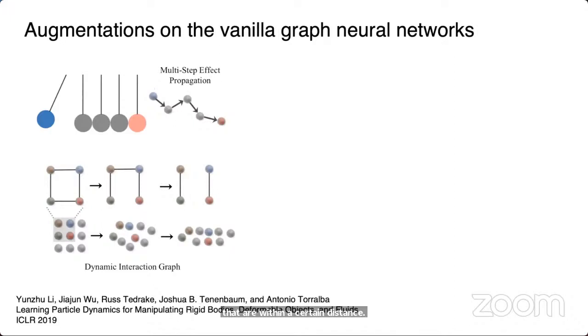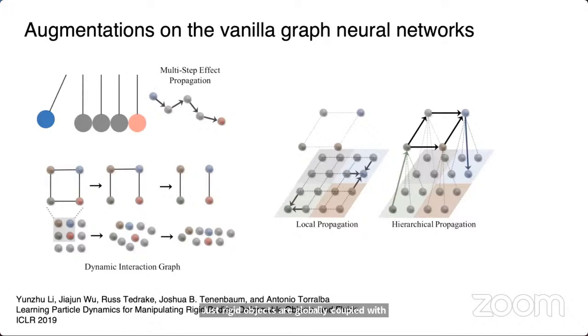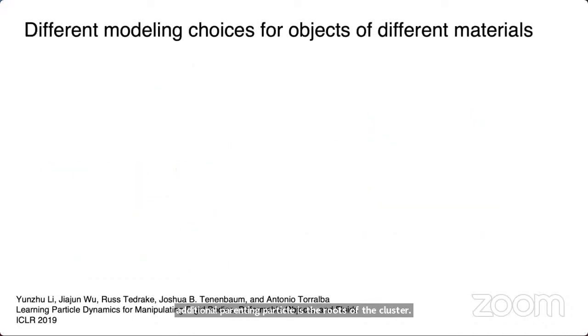Since rigid objects are globally coupled, where a small perturbation on one corner of the object will instantly propagate to all particles within the object, we introduce the third augmentation that uses hierarchical graphs for rigid and deformable objects. More specifically, we cluster the particles and assign an additional parenting particle as the root of the cluster. The hierarchical design will enable a more efficient long-distance message passing within the object.